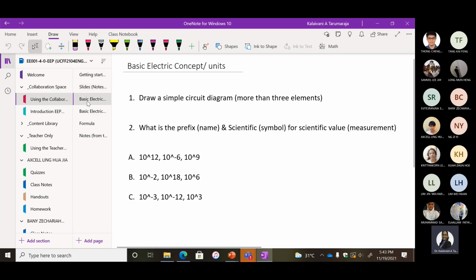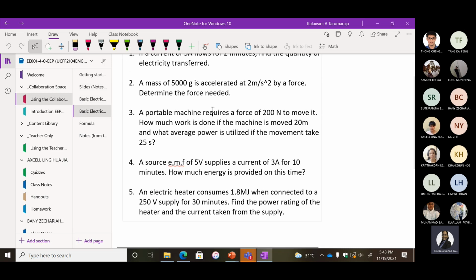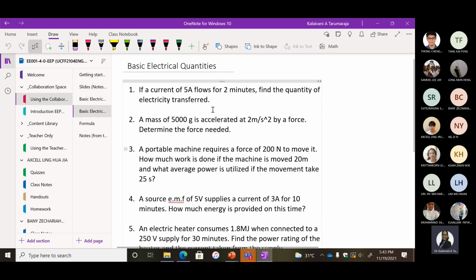The second one is based on electrical quantity. This is not from your notes. This is not from your notes. But I want you to try to do these questions. We will discuss them in the next class. All right.